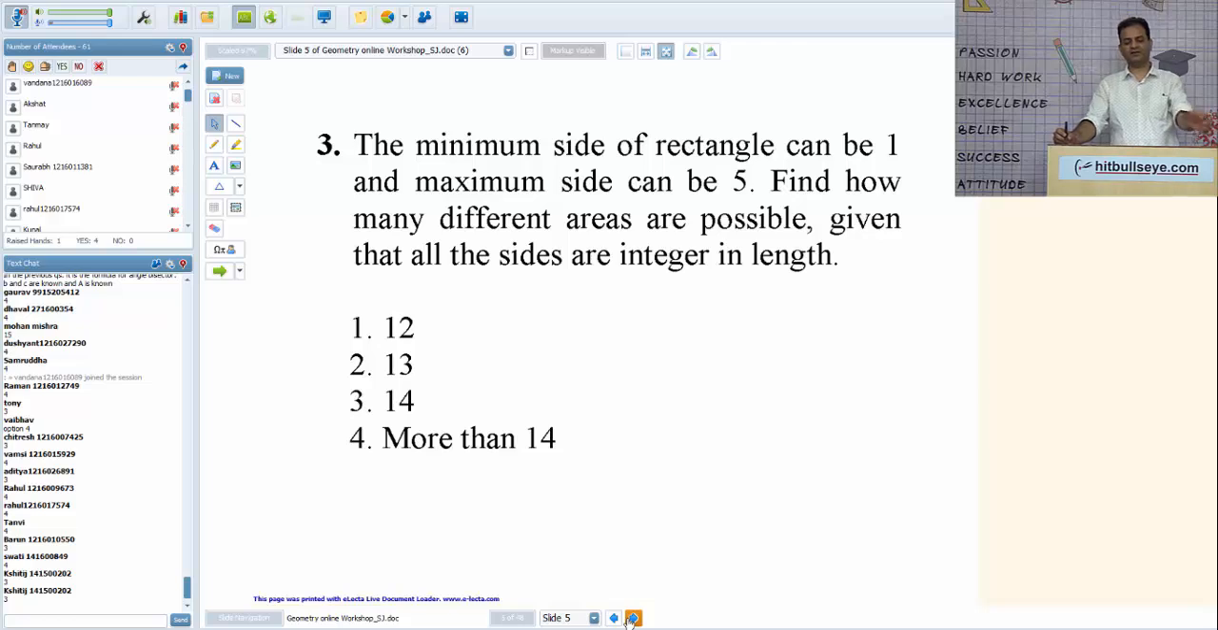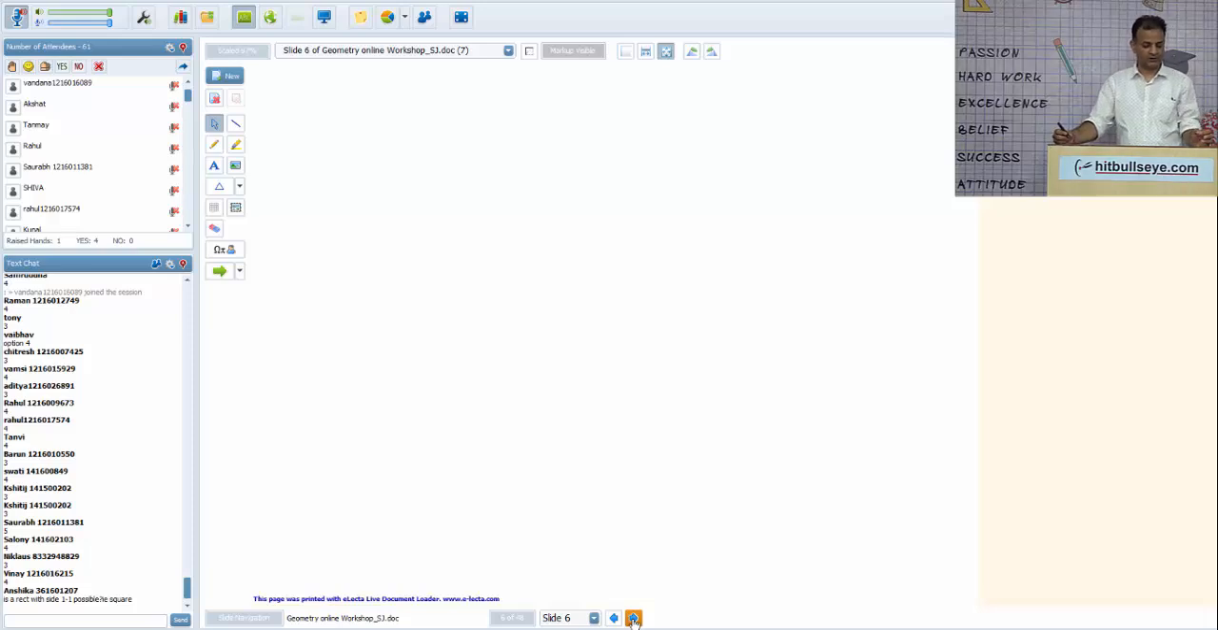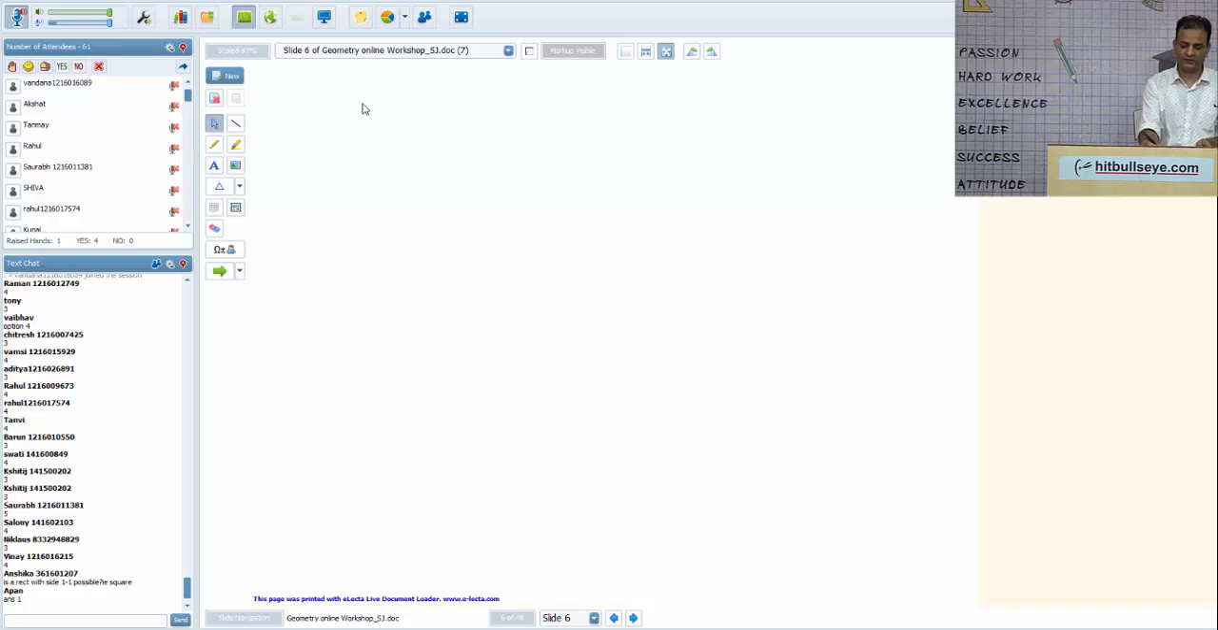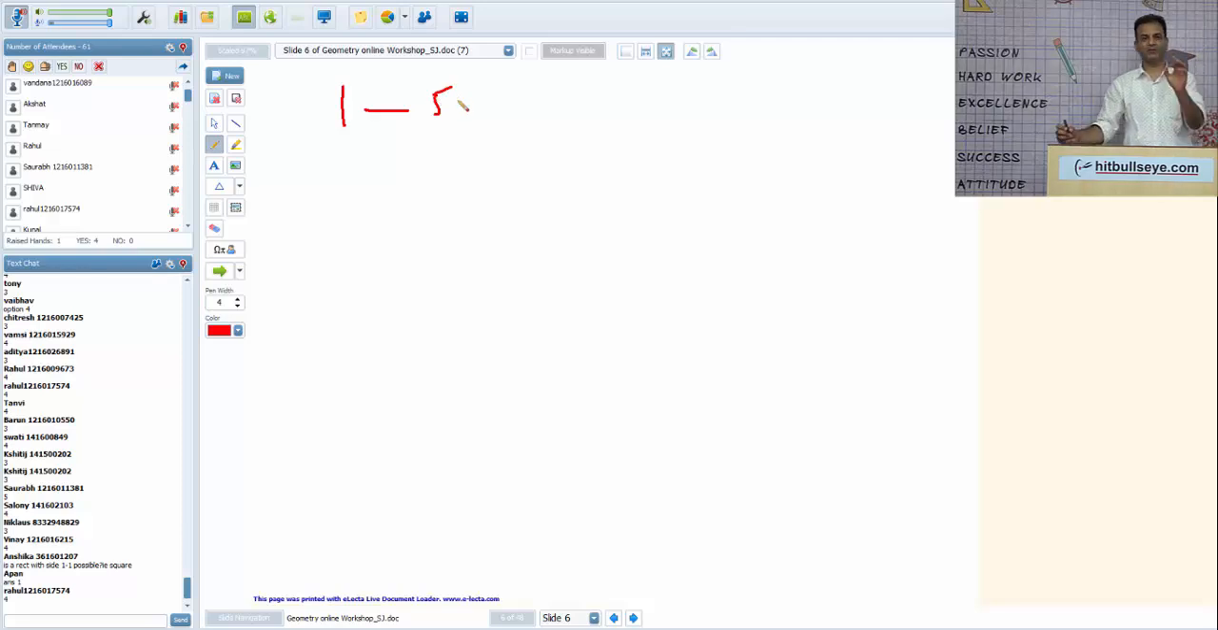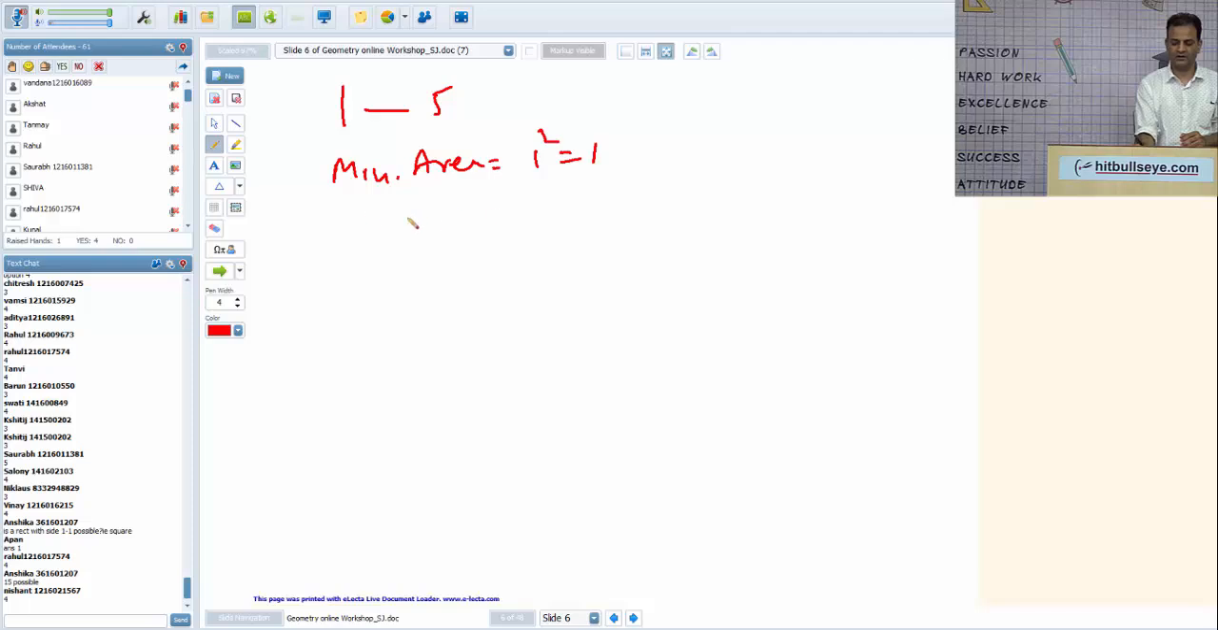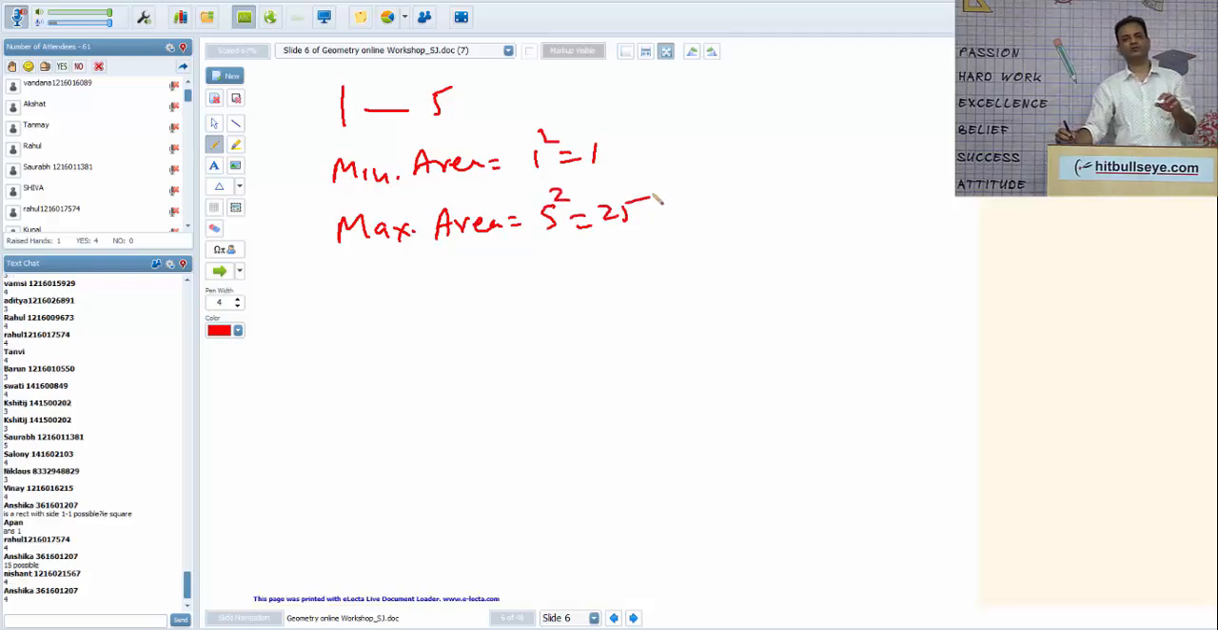Okay, friends, in the real exam, let's solve this. Yes, Anshika, all squares are rectangles, but all rectangles are not squares. So we have to take squares also. I can take the minimum side as 1 and the maximum side as 5. So the minimum area will be 1 square, which is 1, and the maximum area can be 5 square, which is 25. So we have to see, from 1 to 25, how many different areas are possible.